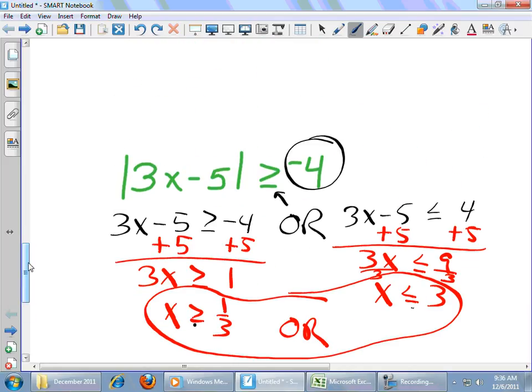If I put any number I want in here for x, the absolute value of it will end up being greater than or equal to negative 4. Some of you might say, well, that's because it's got to be greater than a negative, and all distances are greater than negative. Exactly. That's exactly right. Okay, so there are some special examples.